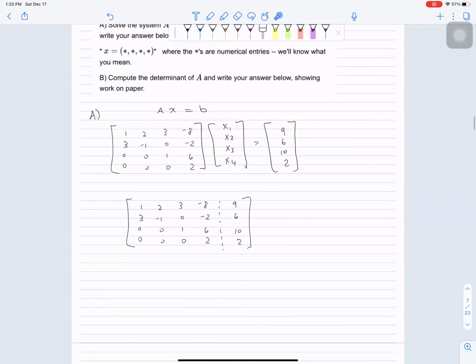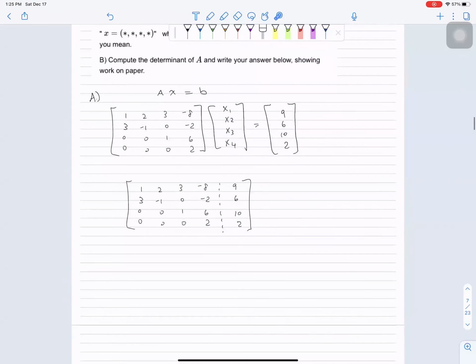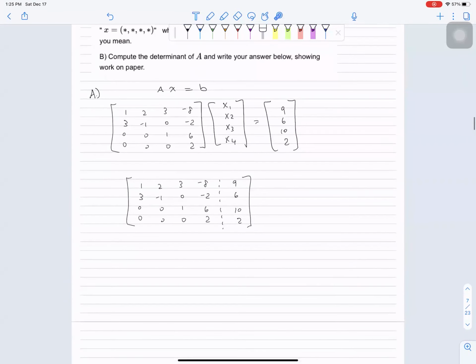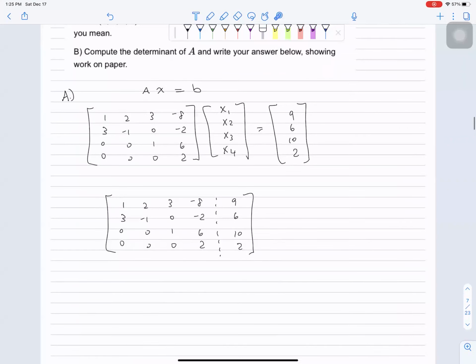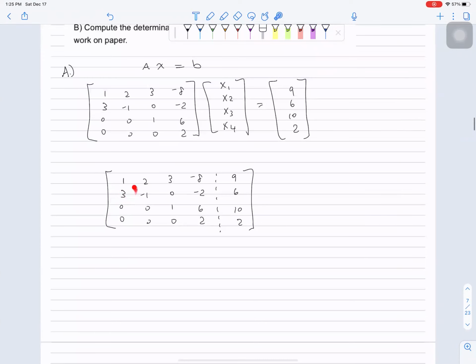Okay. So let's row reduce. The idea with row reduction is you want to always get a 1 in the top corner. That's the ideal solution. And so let's see, we have this 3 here. I don't want a 3 there. I want a 0 there. So what am I going to do? I can make row 2 be row 2 minus 3 of row 1.